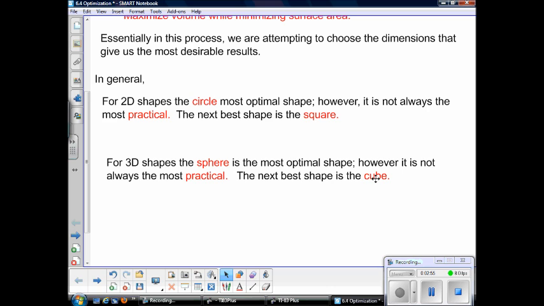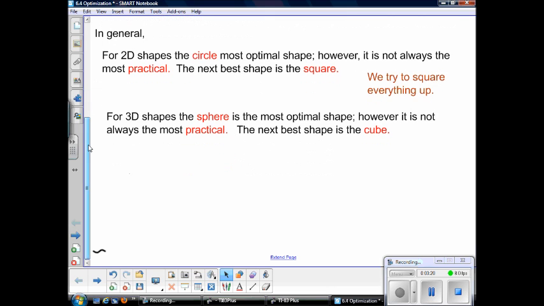Now, obviously, you don't see too many cubes either. And again, that's another reason. So when we're talking about packaging, we do other things as well. Okay, so I think I have missed something here. And here it is. Okay, for 2D shapes, we try to square everything up.